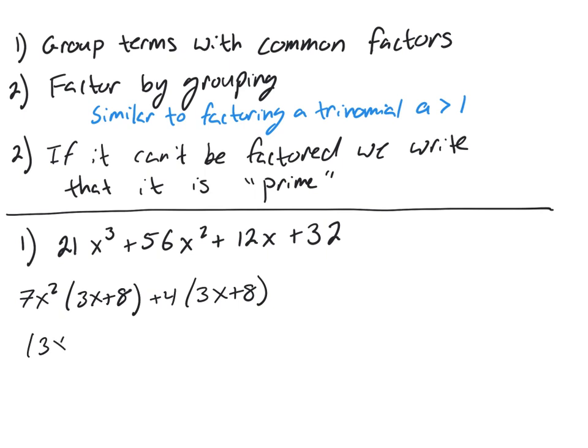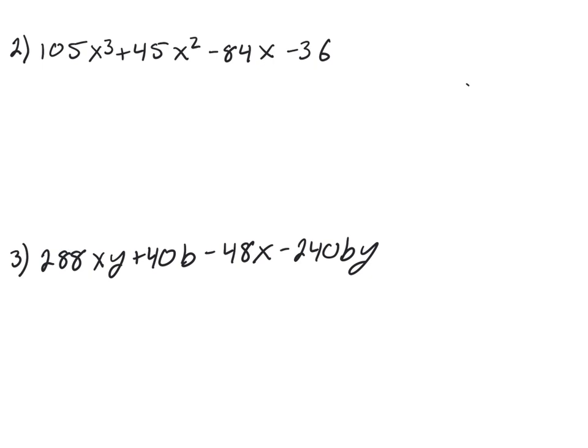So we have 3x plus 8, and after we factor that out, we're left with 7x squared plus 4. We always do want to double check if we can continue factoring. Do we have a difference of two perfect squares? Do we have a factorable trinomial? Do we have another GCF that we can pull out? In this case, the answer is no, we're done. We can stop factoring.